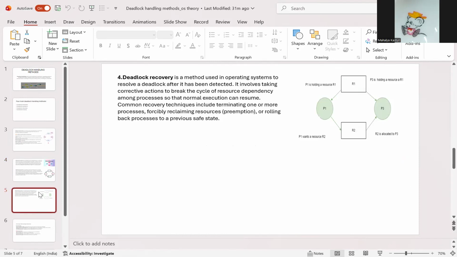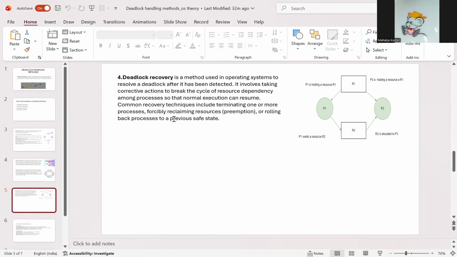Then finally, the fourth one is deadlock recovery and ignorance. Once a deadlock is detected, the system takes actions to fix it, such as stopping one process or rolling back to a previous state. For example, if two cars were blocking each other, only one can reverse to clear the road, right? In computers, the OS might terminate a process or reclaim resources to free the system.